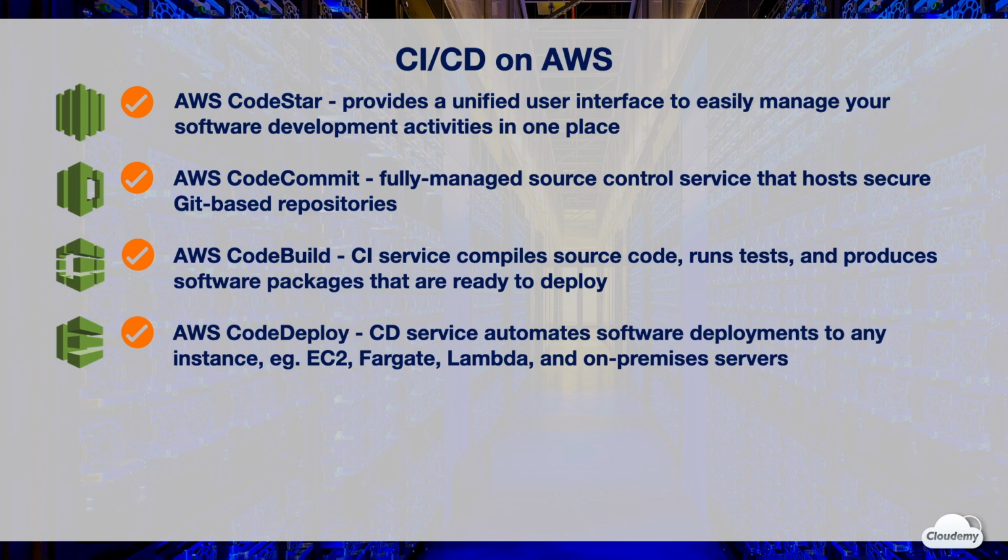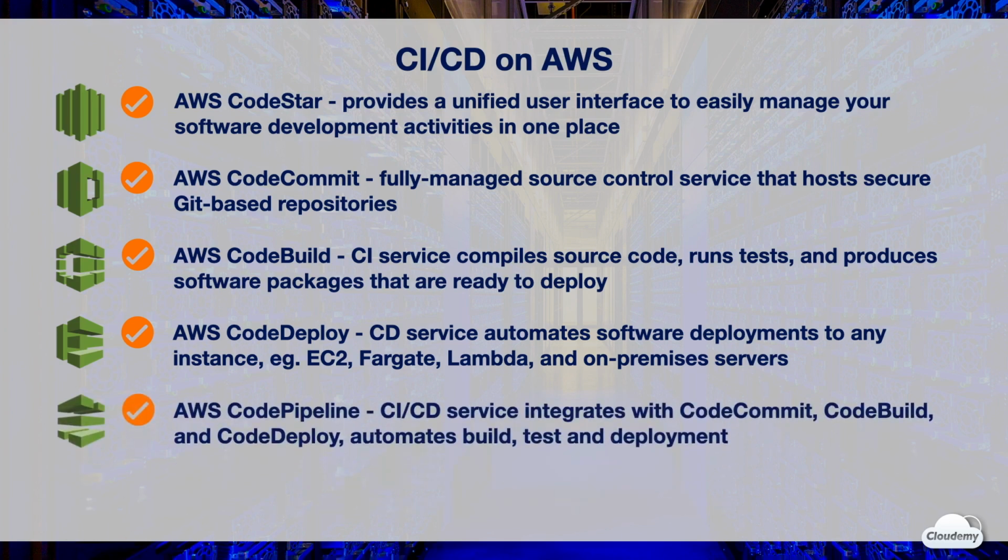of updating your applications. AWS CodePipeline is a fully managed CICD service that helps you automate your release pipelines for rapid software releases and infrastructure updates. CodePipeline is integrated with CodeCommit, CodeBuild, and CodeDeploy. It automates the build, test, and deployment phases based on the release model you define.